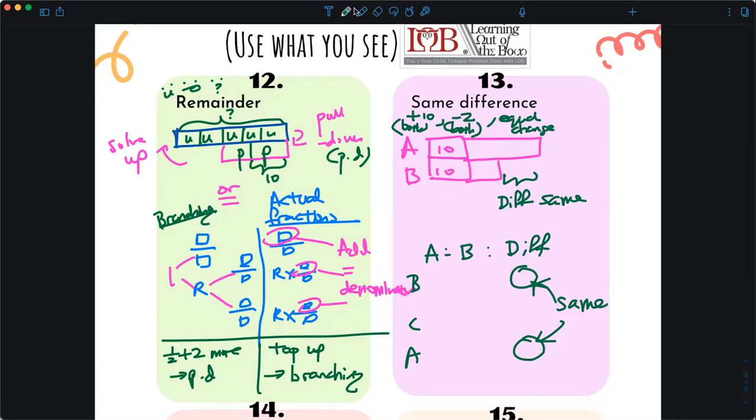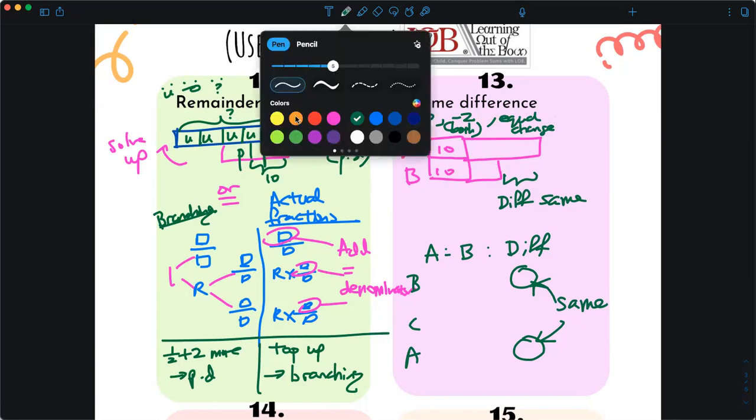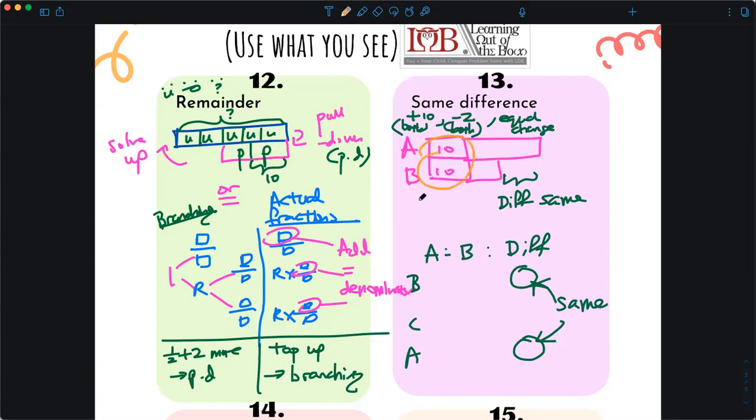So normally what you want to do is add or cut in front. Don't cut at the back because it's very hard to see.